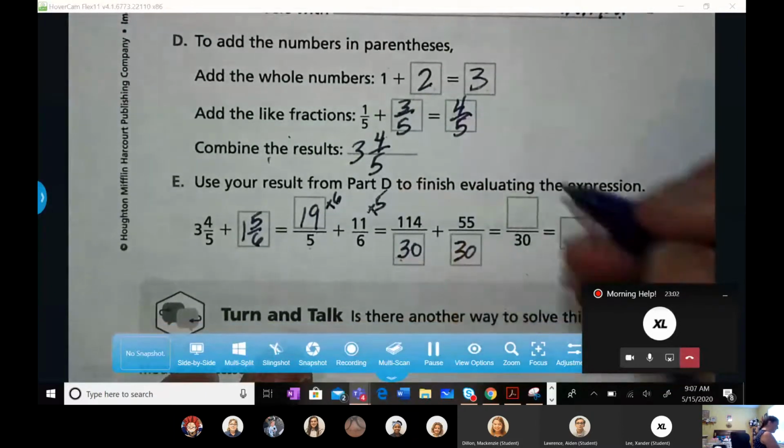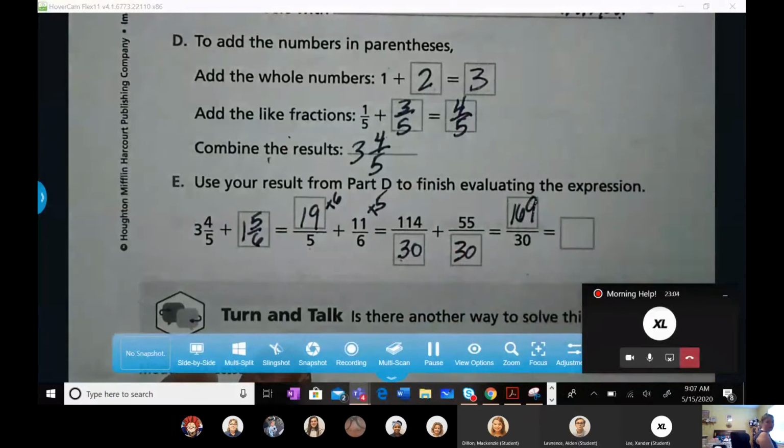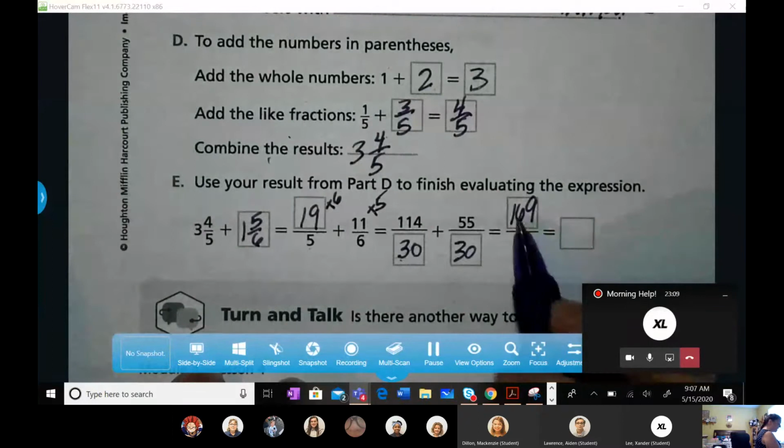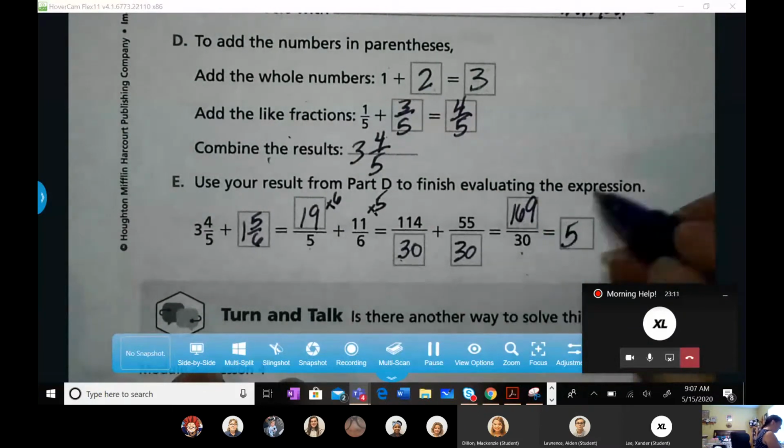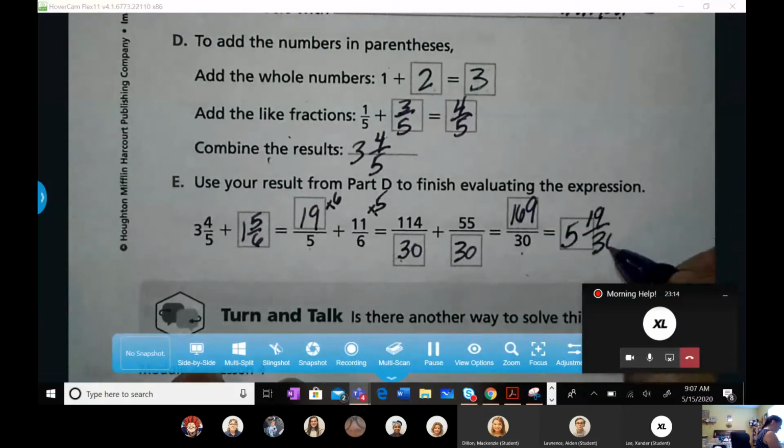And then we just add them together. So that gives me 169 divided by 30, which if we divide that, it gives me 5 and 19/30. And we can't simplify that.